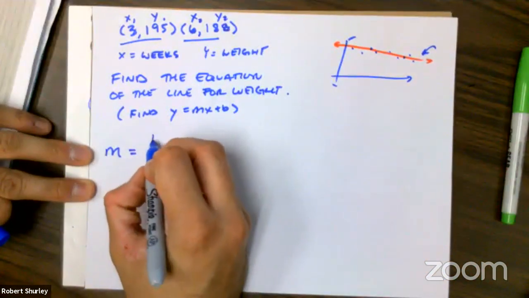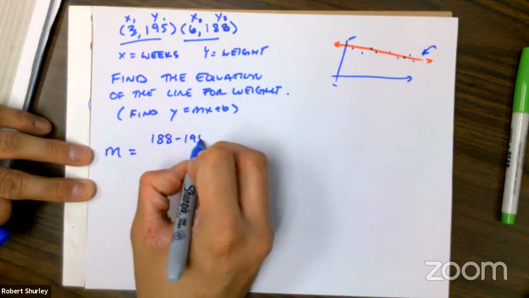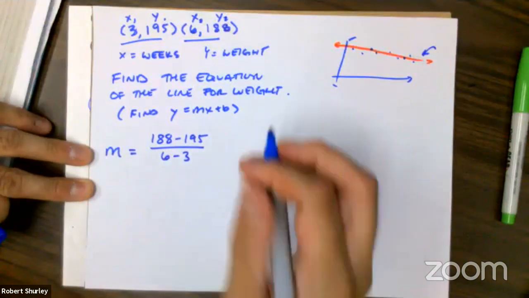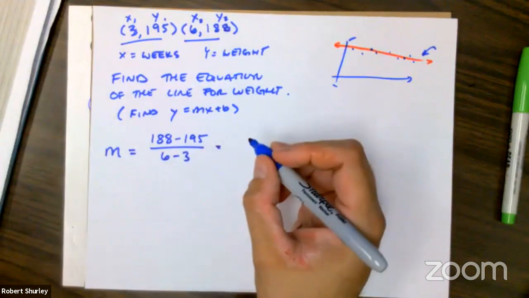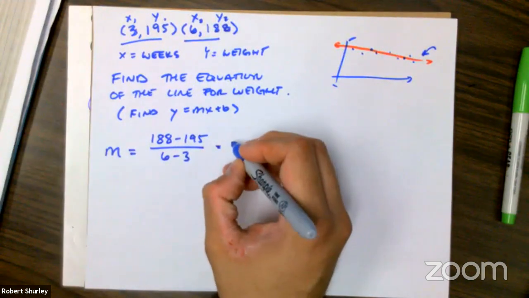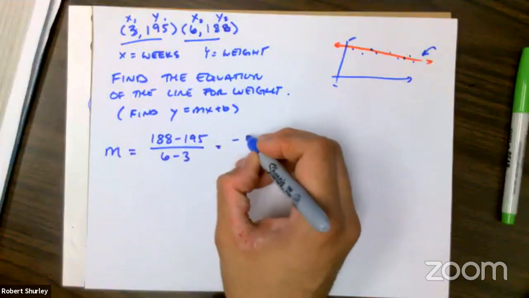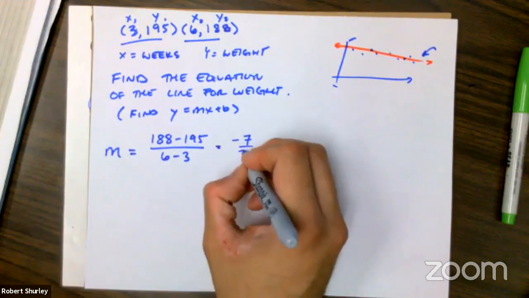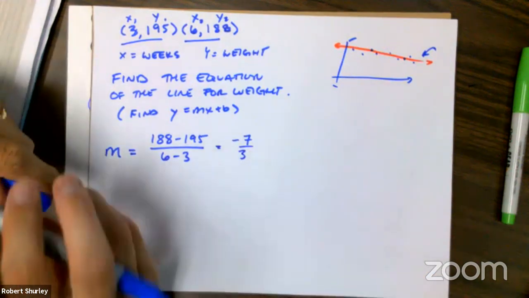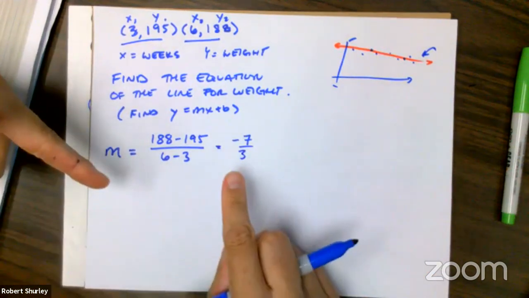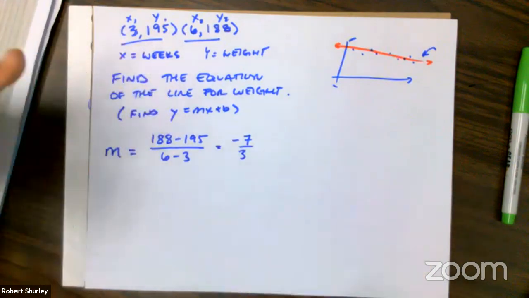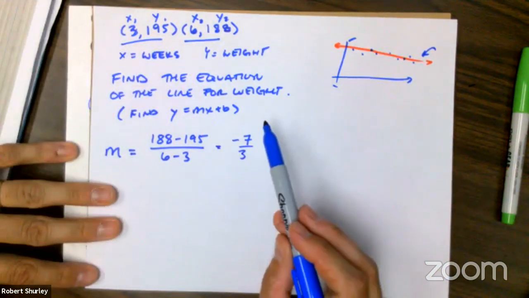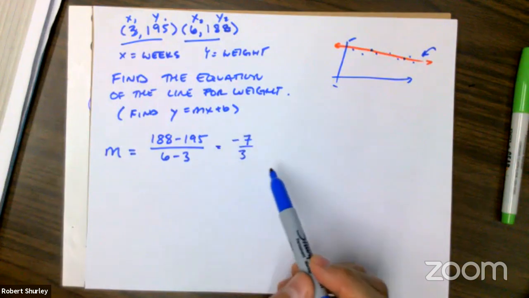And we've got 188 minus 195 over 6 minus 3. So 188 minus 195 would be what, -7? And then 6 minus 3 is a +3. Okay, now we would typically write this as a decimal because it's a real world kind of thing. So in the real world, we want to know, hey, what's actually happening? But I'm going to stop here and I'm going to talk about interpreting this as well.